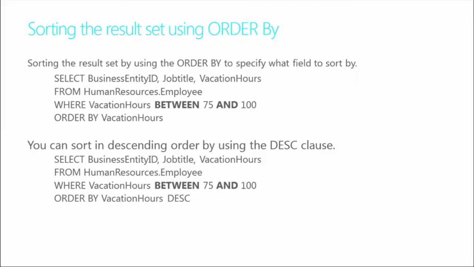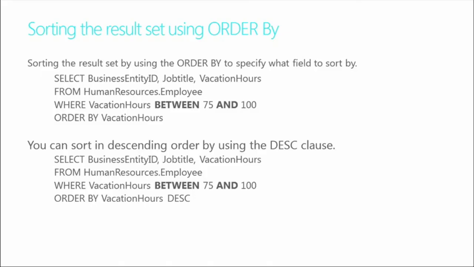Now the bad thing right now is we're getting data dumped out to us, but we might want some sort of order to it. What we're going to do now is sort the result set using the ORDER BY clause. We're going to take the same command we had on the previous slide: select business ID, job title, and vacation hours from employees, where vacation hours between 75 and 100, and order the content that's displayed to me by vacation hours. The default is ascending, so anybody who has 75 hours is going to show up first on the list, then 76, 77, all the way down to 100. So I'm actually specifying how I want that content returned to me.